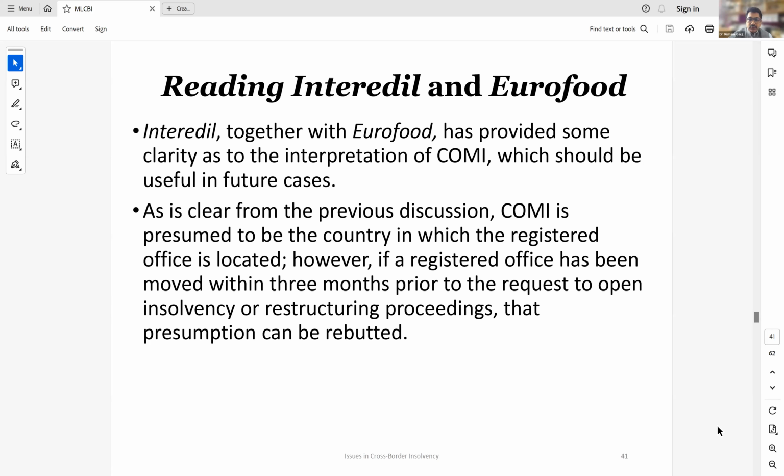So Interdil, together with Eurofood, has provided some clarity as to the interpretation of COMI, which should be useful in future cases. And as is clear from the previous discussion, COMI is presumed to be the country in which the registered office is located. However, if a registered office has been moved within 3 months prior to the request to open insolvency or restructuring proceedings, that presumption can be rebutted. So, any questions, any doubts in case you might have?